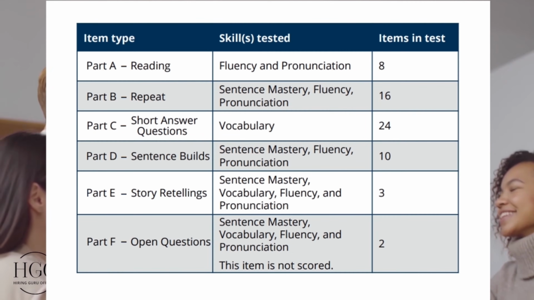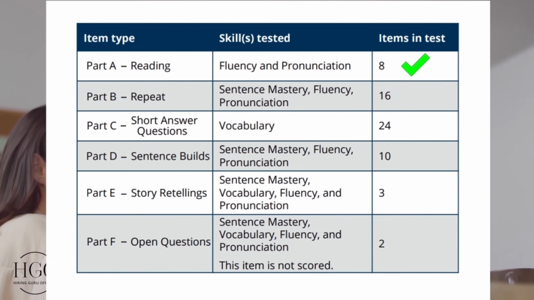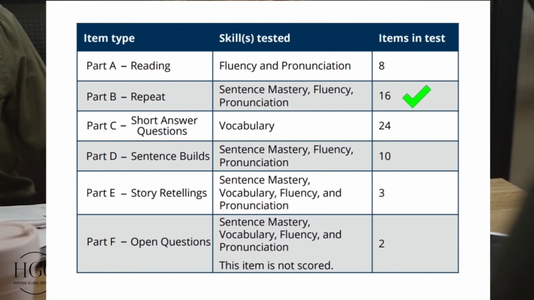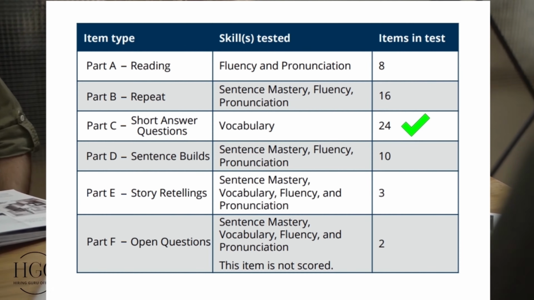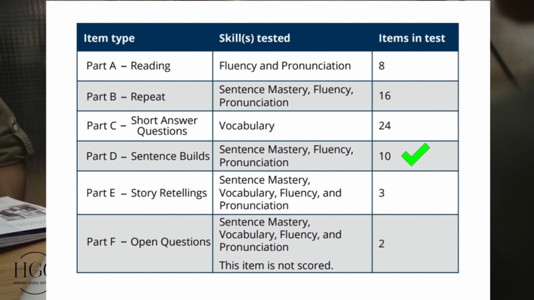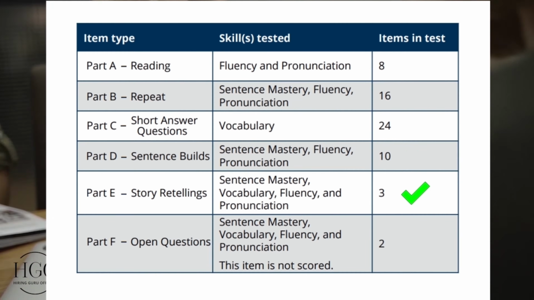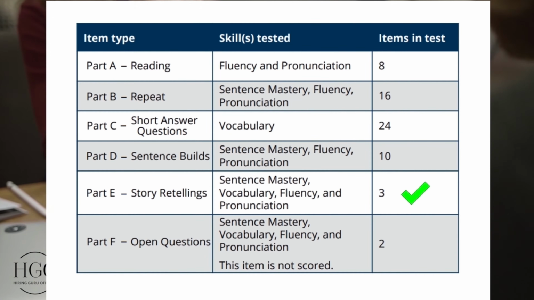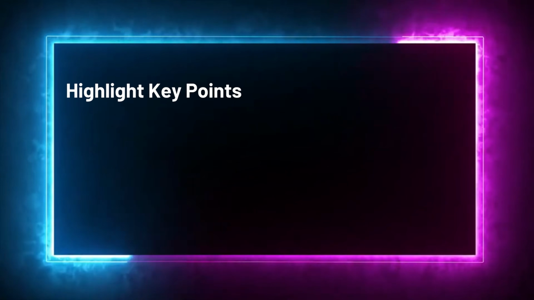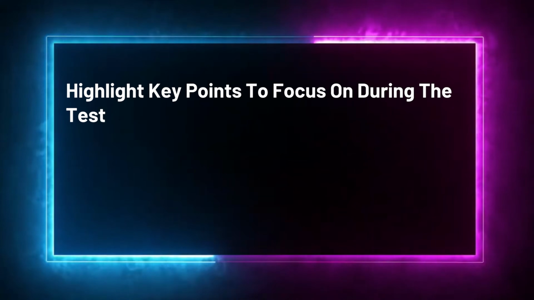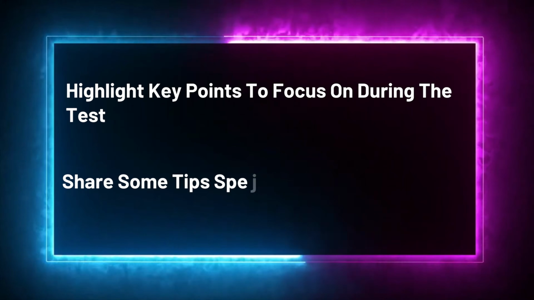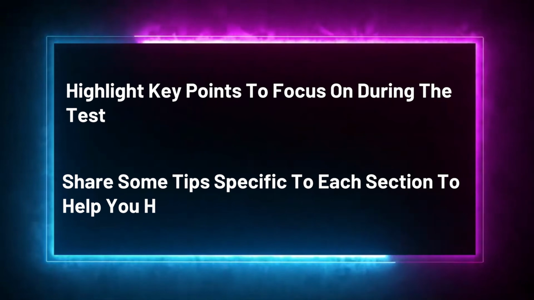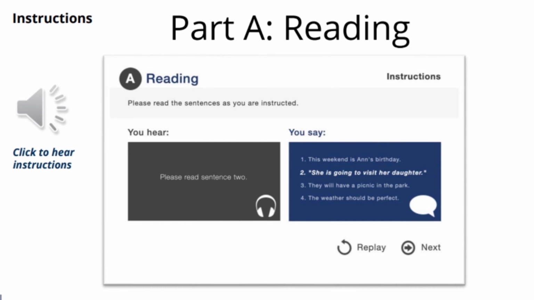Let's get started. This test has 6 sections. Part A, reading. Part B, repeat. Part C, short answer questions. Part D, sentence builds. Part E, story retelling. And Part F, open questions. I will highlight key points to focus on during the test, and then I'll share some tips specific to each section to help you perform better. Let's move on to our first section, Part A, which is reading.